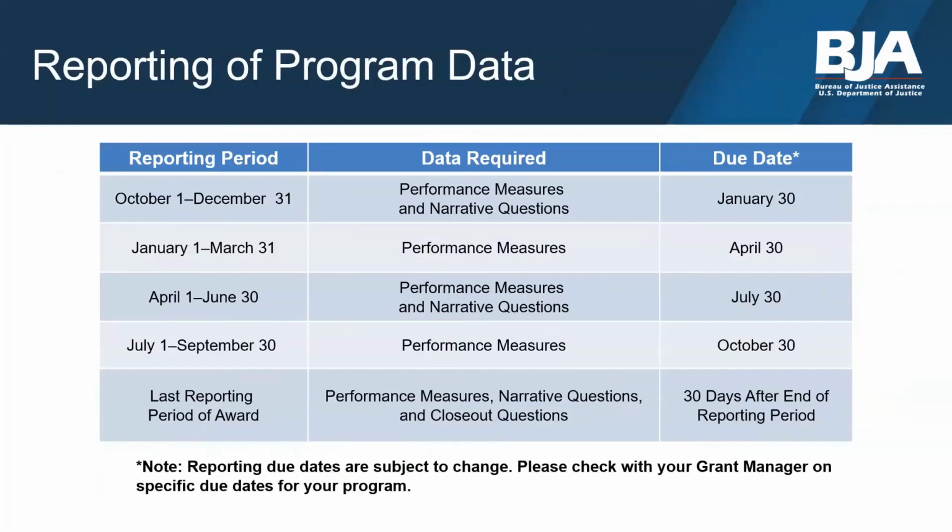This table outlines the data you will typically report on and when your reports are likely to be due. You will need to report on performance measures during the reporting period and respond to the narrative questions semi-annually. Please note that reports are typically due 30 days after the end of a reporting period. Also note that due dates are subject to change. It's always best practice to check with your BJA grant manager to confirm reporting deadlines and other reporting requirements.